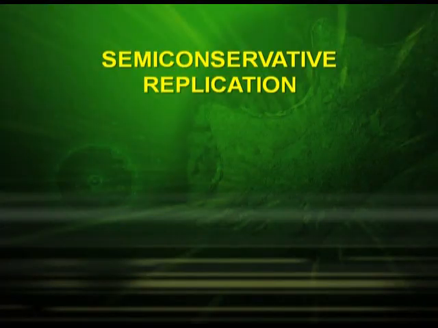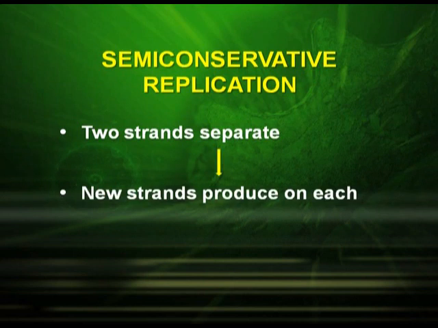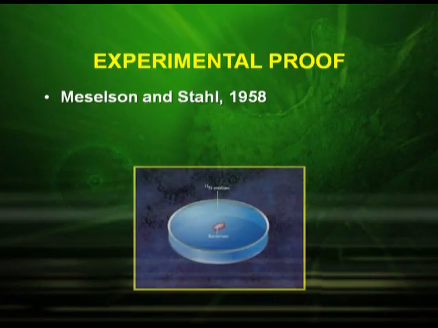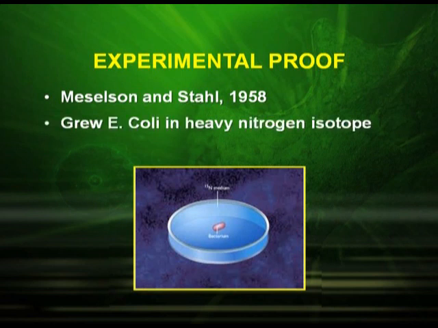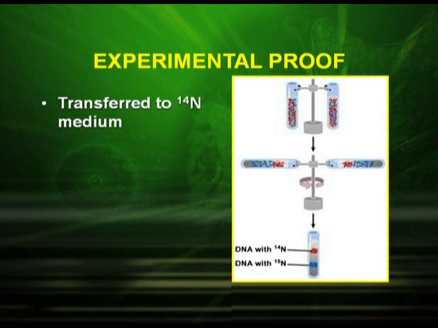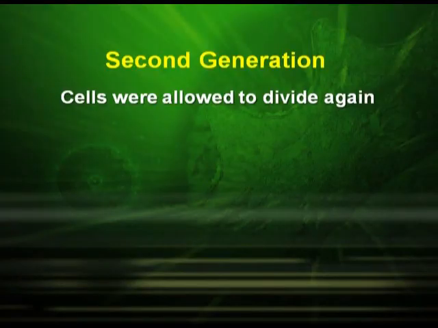What we see in the semi-conservative replication is that the two strands separate, and new strands are produced on each, in which one is parental and one is new. The experimental proof of the semi-conservative mode of replication was given by Meselson and Stahl in 1958. They grew E. coli in the heavy nitrogen isotope N15 for many generations. After that, they transferred it to N14 medium. The DNA was extracted from daughter cells, purified and centrifuged. Now, in the second generation, the cells were allowed to divide again.